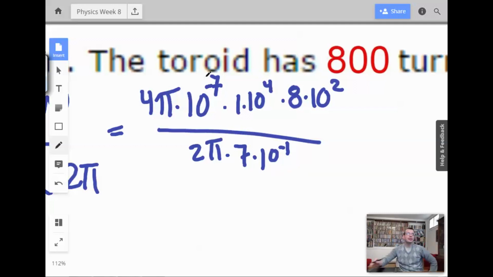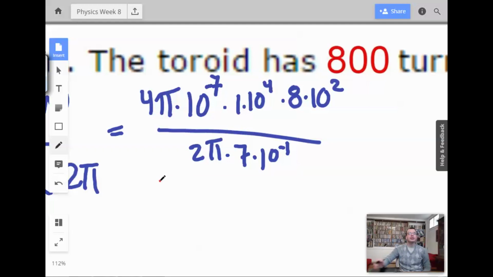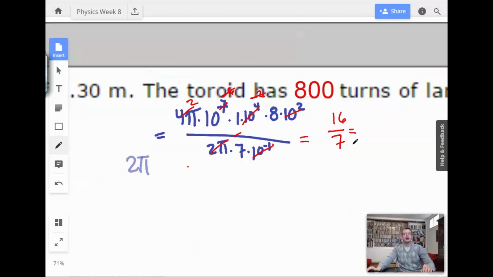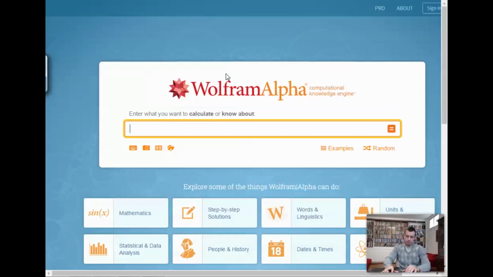All right, let me get out the red so I can start canceling. This guy is going to make this negative 6. 4 and negative 6 is going to be negative 2. Negative 2 and positive 2 is going to be 0. Actually, that worked out surprisingly well. If I add all these up, it should be negative 1, and then that'll be 2. So I have 16 over 7.